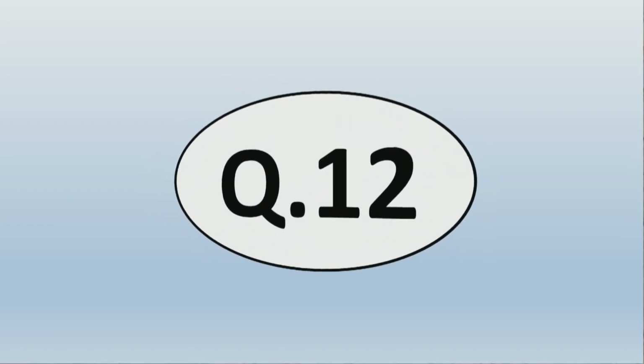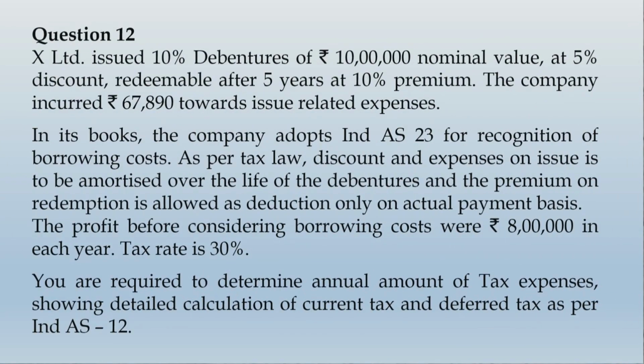Let us begin with question number 12. Let us read this question. X Limited issued 10% debentures of rupees 10 lakhs nominal value at 5% discount, redeemable after 5 years at 10% premium. The company incurred rupees 67,890 towards issue related expenses.